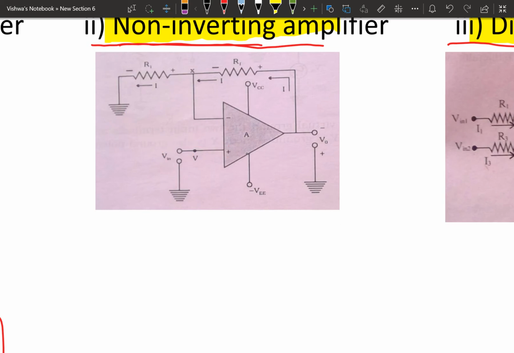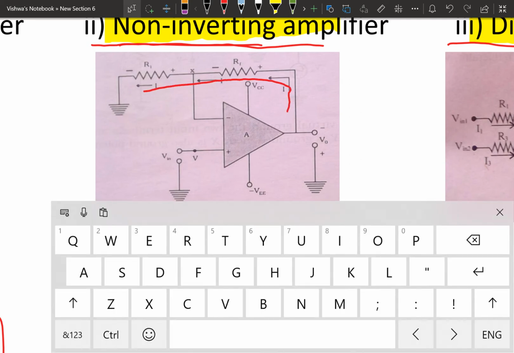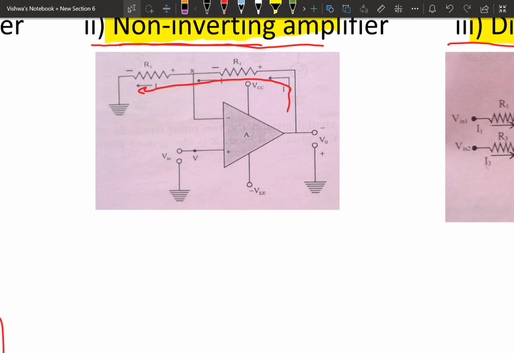Now we have to find the gain of this one. Here the path of the current is in this direction. In this direction the current is flowing. Now find the value of current through resistor R1 and through the resistor Rf.